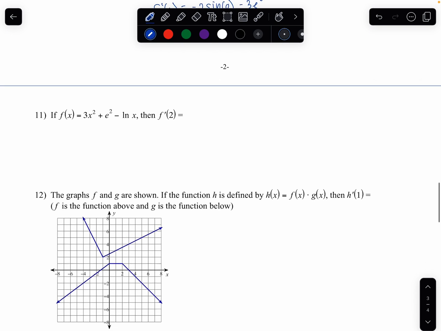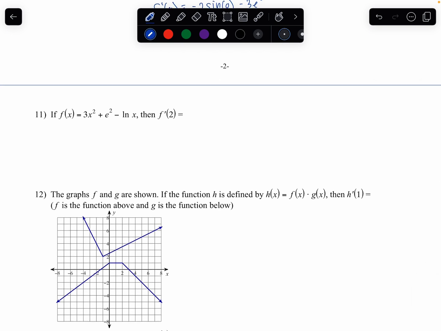All right, if f of x equals 3x squared plus e squared minus the natural log of x, let's find f prime of x. That's going to be equal to 6x plus 0. This right here is a constant, so its derivative is going to be 0. Minus 1 over x, since that's the derivative of natural log of x. And we want f prime of 2. That's going to be equal to 12 minus 1 over 2, which is equal to 24 over 2 minus 1 over 2, which is equal to 23 halves.